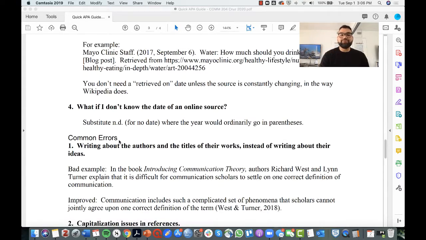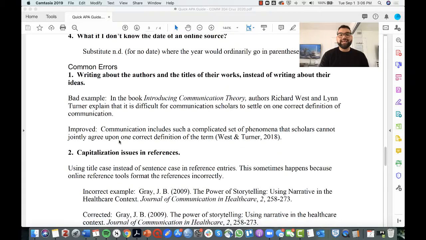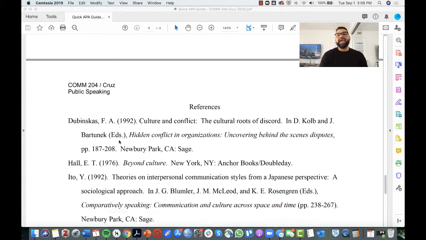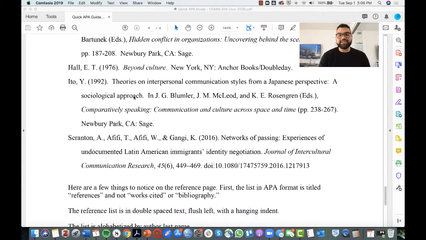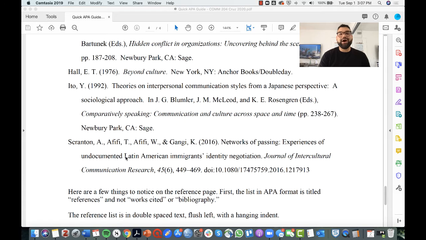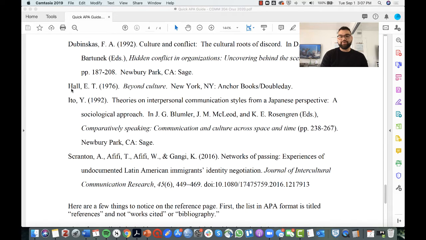I'd encourage you to look over this and get familiarized with APA citation. So for instance, right here on the last page is examples on how a citation should look. For instance, this book is written by someone whose last name is Hall. There's a comma in between their first name and the middle initial. The year was published. It's written in sentence caps. It's published in New York, comma, New York, colon. The publisher is called Anchor Books / Doubleday and a period.